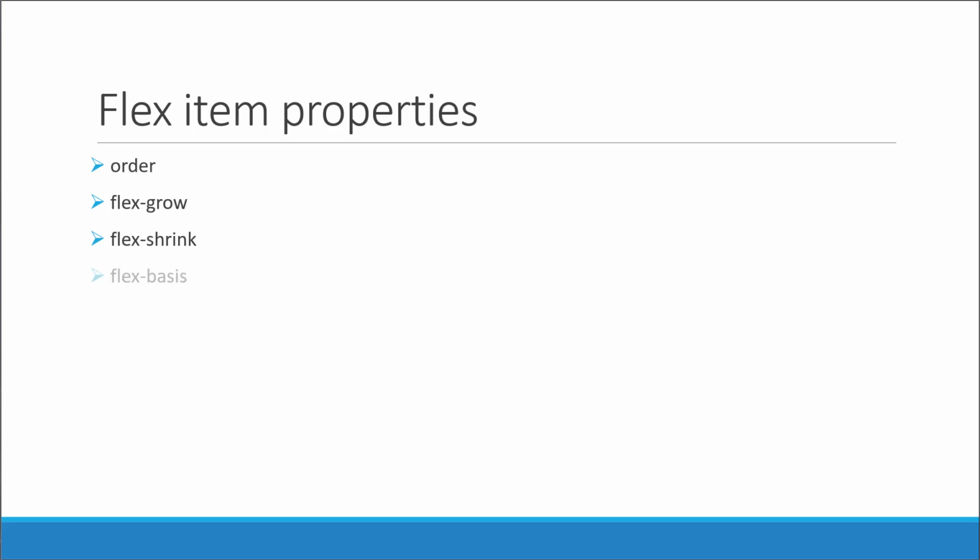After that, we have flex basis, which specifies the initial main size of a flex item. We are also going to quickly take a look at the flex property, which is a shorthand for flex grow, flex shrink, and flex basis. We will wrap up flex item properties with align self, which allows alignment of individual flex items. Alright, now that we know the properties that can be applied to a flex item, let's take a closer look at each of the properties, starting with the order property.